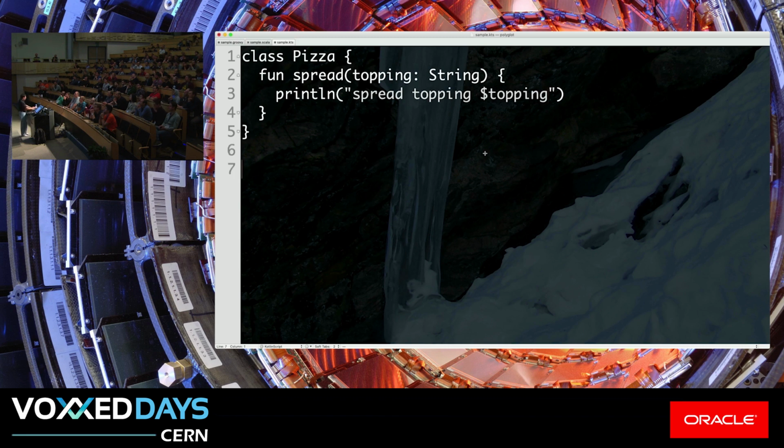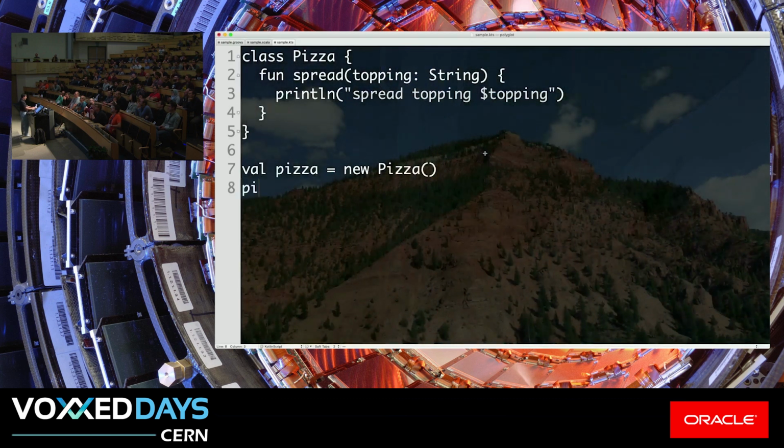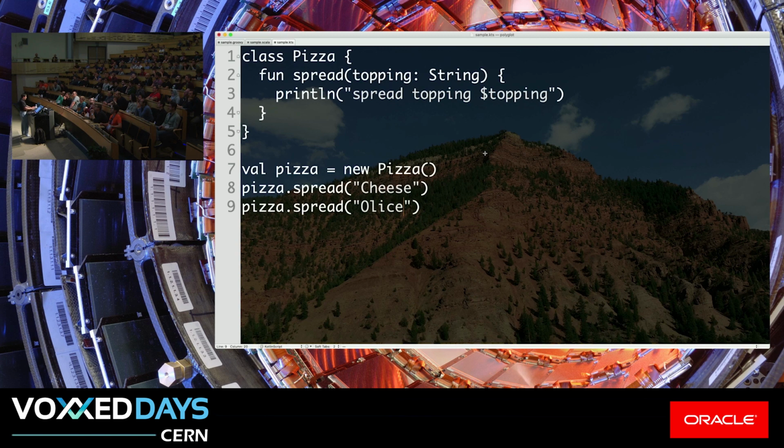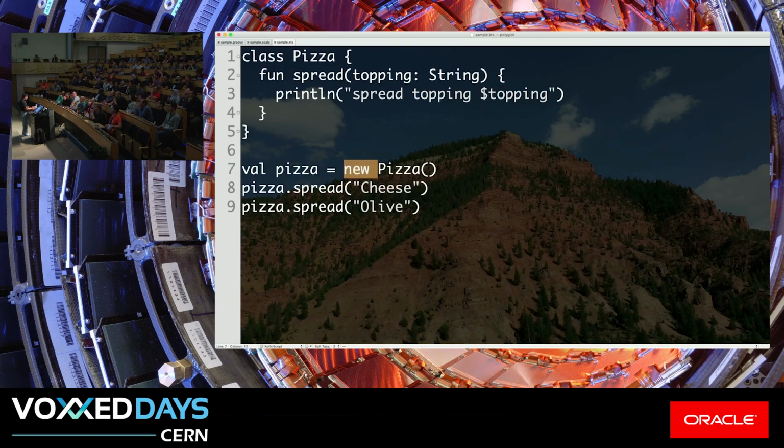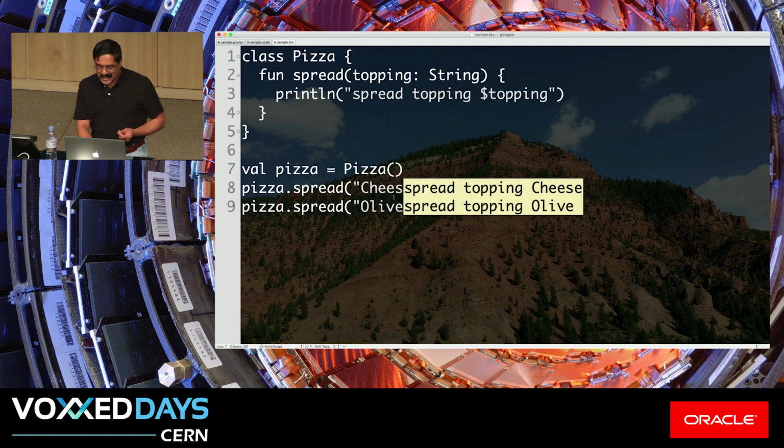Okay, great. So how do I use this? I'm going to say pizza is equal to new Pizza, and pizza.spread, let's say cheese over here. And of course, pizza.spread, and I absolutely love olives. Let's go ahead and put some olives on it as well. When I run this code, you can see it's doing that.